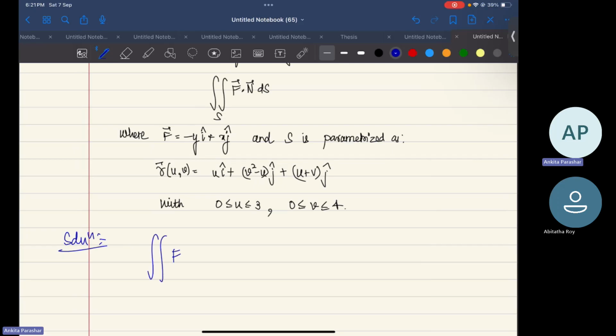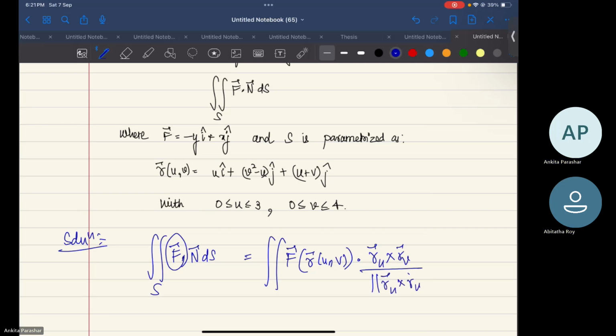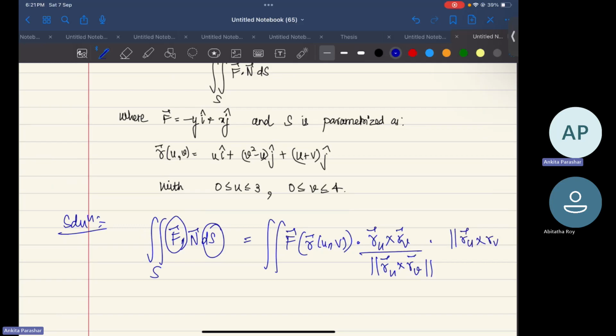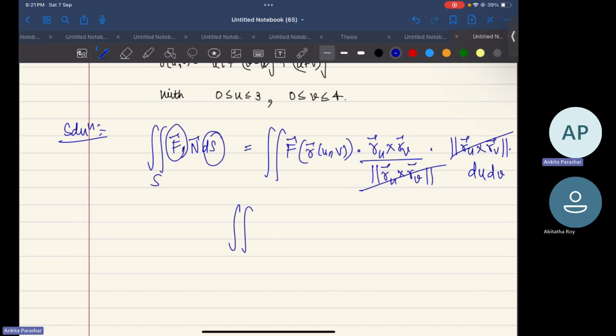By definition, f dot n dS is nothing but f of r(u,v), we saw, right? This is how f would translate. N is nothing but r_u cross r_v over its norm. And dS, I know it has to be multiplied by the norm of the cross product and then du dv. This would get cancelled.